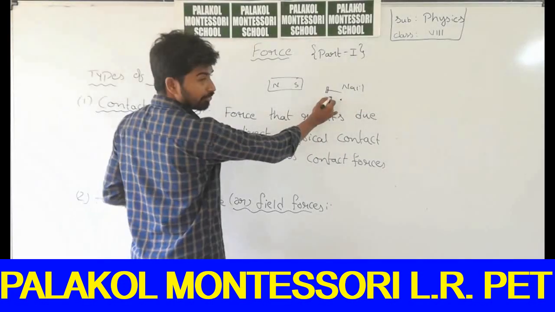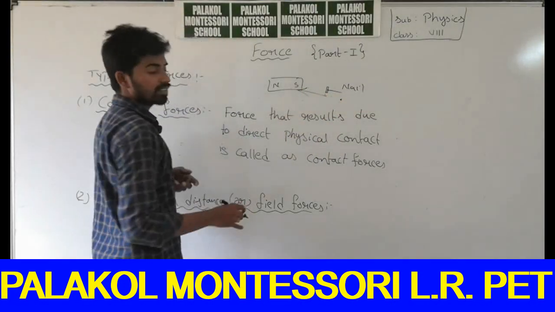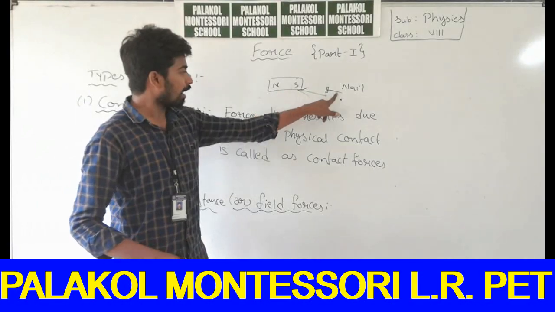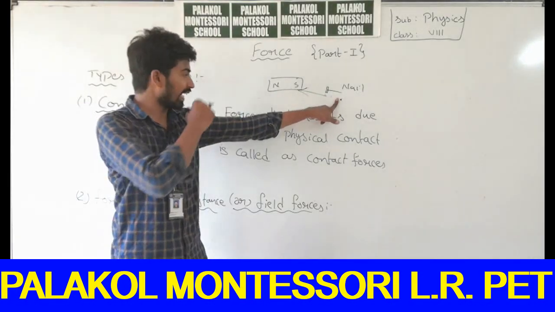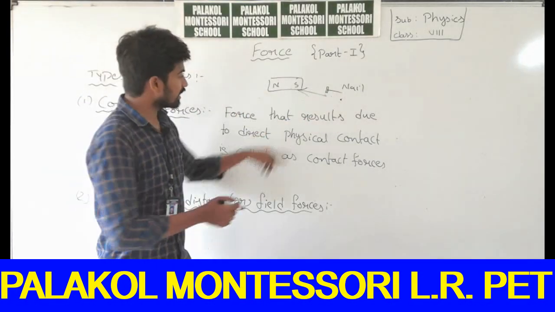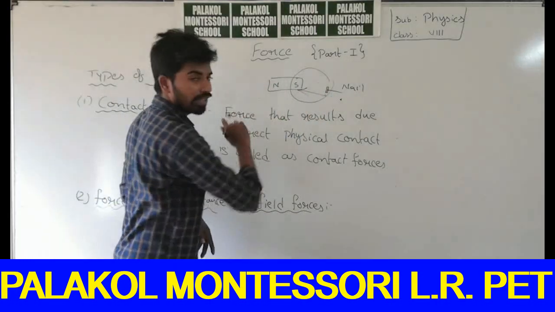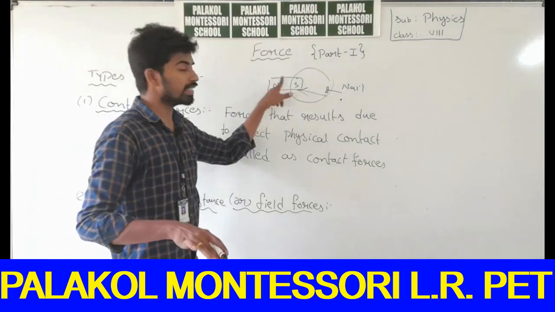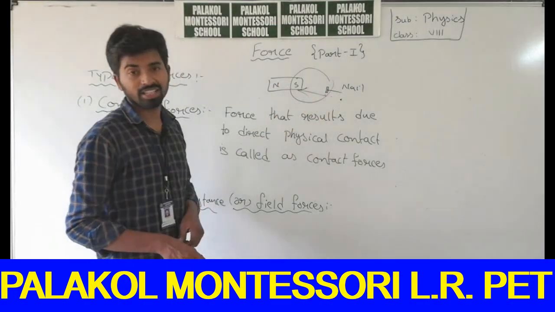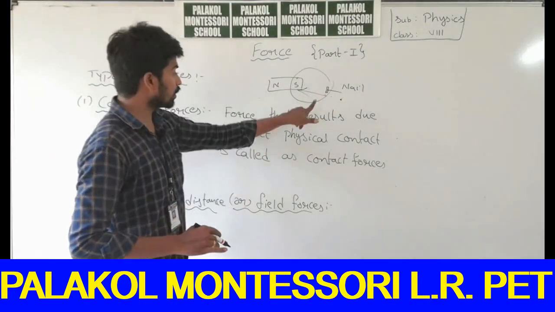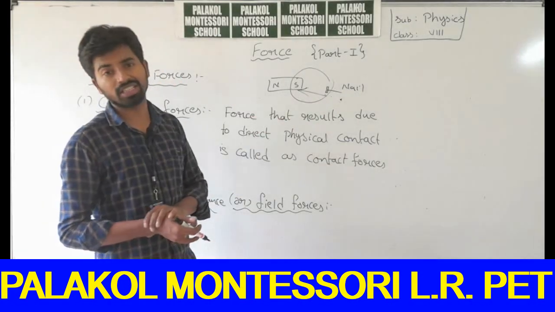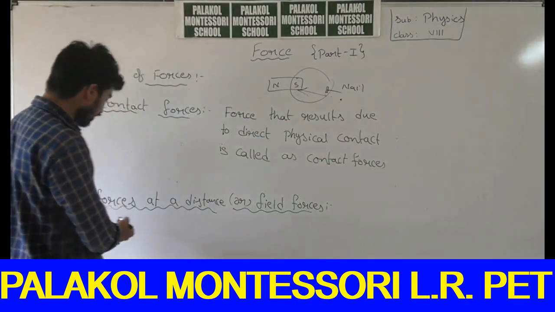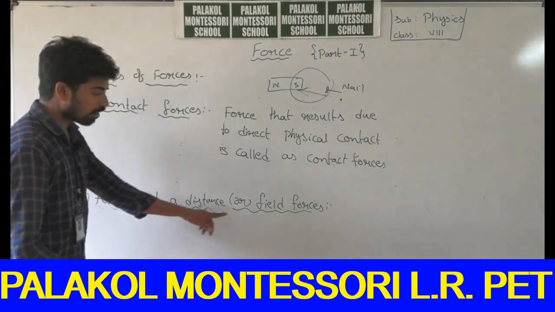The magnet applies some force on the nail and attracts it. So, is there any contact here? No, there is no contact between the magnet and the nail, but the force is experienced by the nail. The force acts on this nail without any direct physical contact. Such types of forces come under forces at a distance, or field forces.